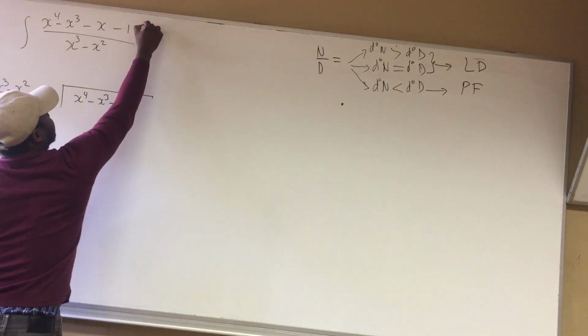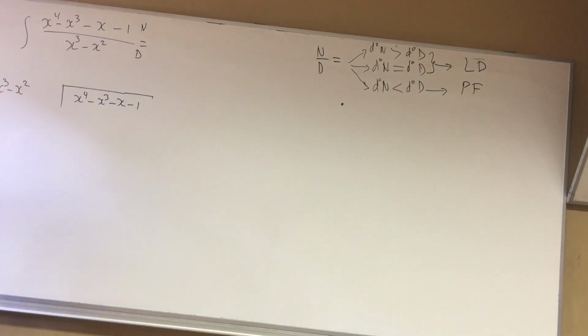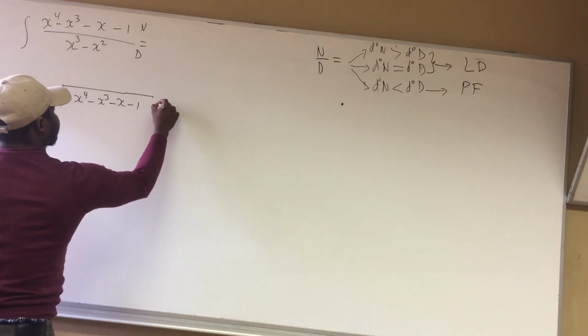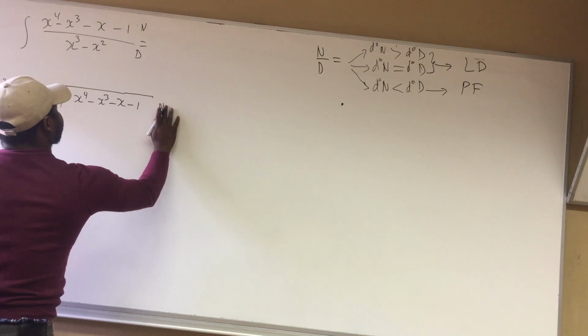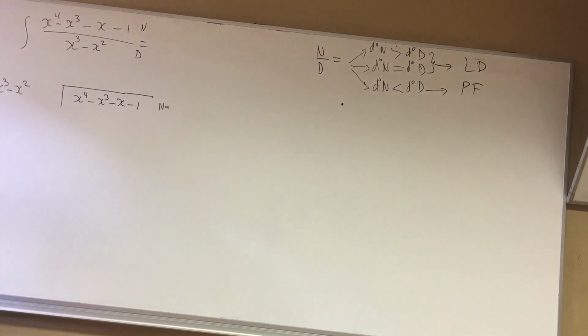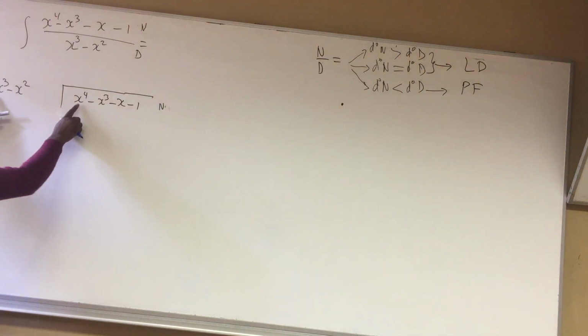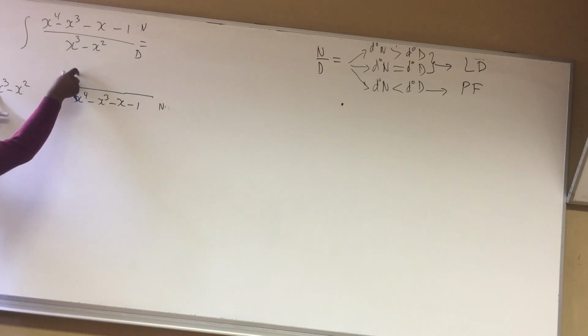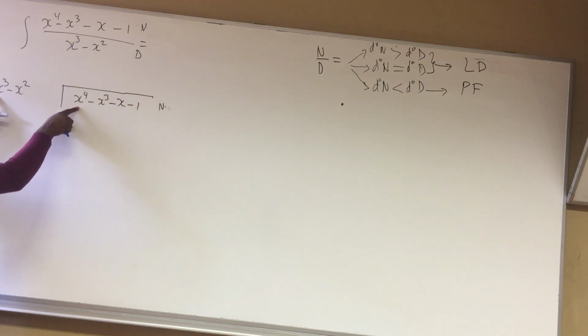So this is your numerator, this is your denominator. Okay? So this is how we place it. Now, how do you do the long division? I'm going to use the blue pen. You look at the highest exponent here, and the highest exponent on this side, and you look for which number or which function you can put here so that you can eliminate it.